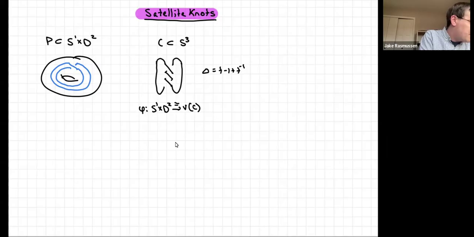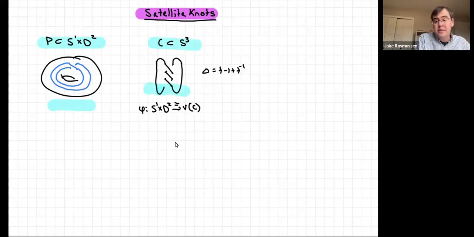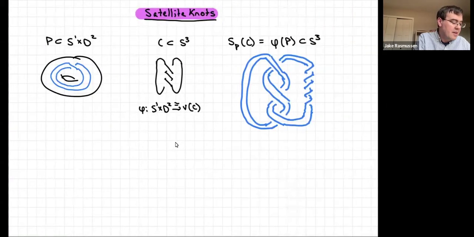what we have is a pattern knot, which we'll think about as being, say, P inside of the solid torus, S1 times D2. And then we have a companion knot, C, sitting inside of S3. Here in the picture that I've drawn, we've got the two-strand cabling pattern in the trefoil knot. We take a tubular neighborhood of the companion knot to form the satellite. And the satellite, SP of C, I'll call it, is the image of P under this tubular neighborhood, phi. So here's the two-strand cable of the trefoil.